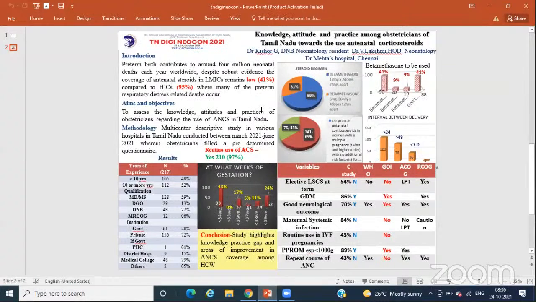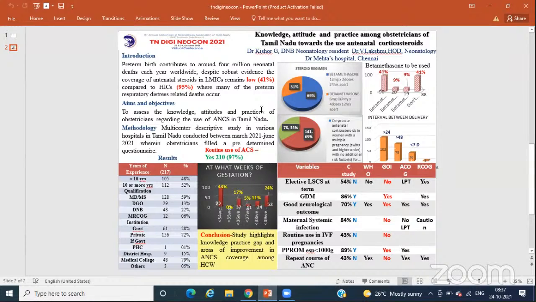69% are using betamethasone, while 31% are using dexamethasone, which was recommended by the Government of India. Surprisingly, only 9% know the exact composition of the betamethasone molecule that needs to be used. 65% are using it in multiple pregnancy without any risk factor for preterm birth.